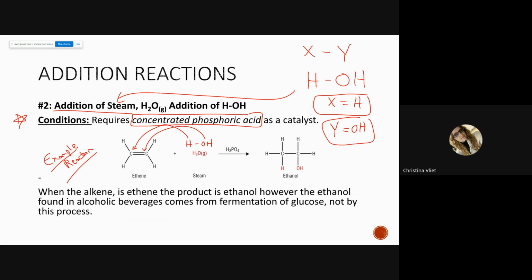I'm going to give you some time, pausing, so you can write that example reaction for addition of steam. What you're going to notice is that these all follow the same type. One thing adds to one side, one thing adds to the other. It's just what are the different things you could add and what are the conditions for each one.